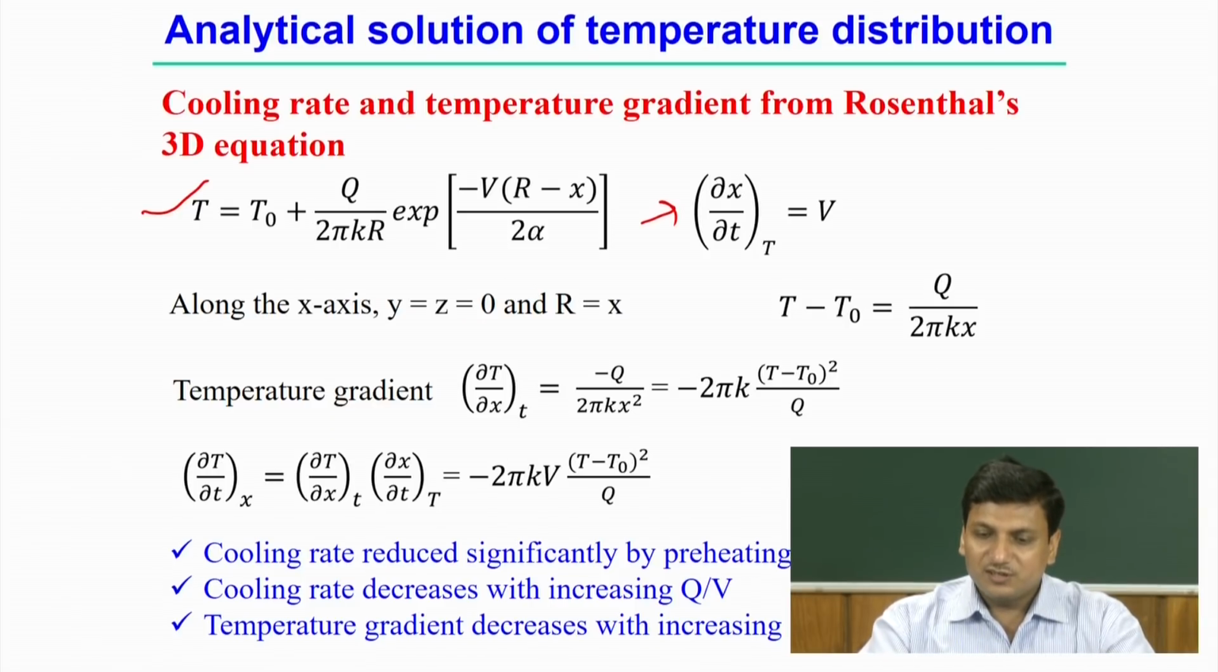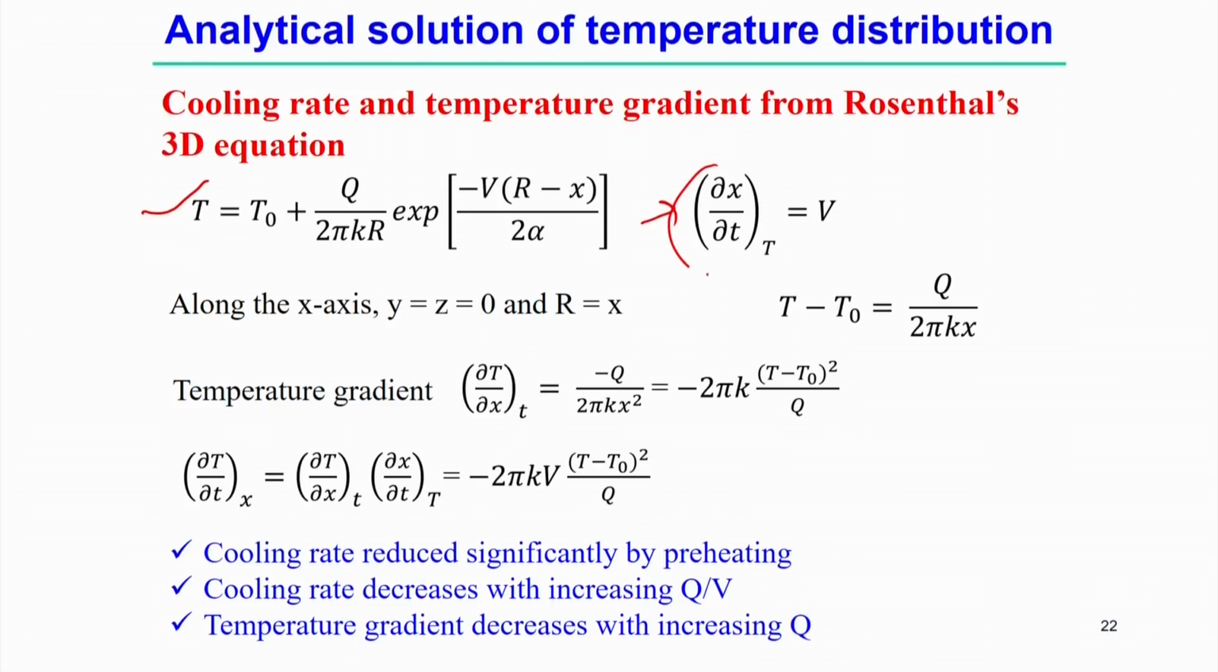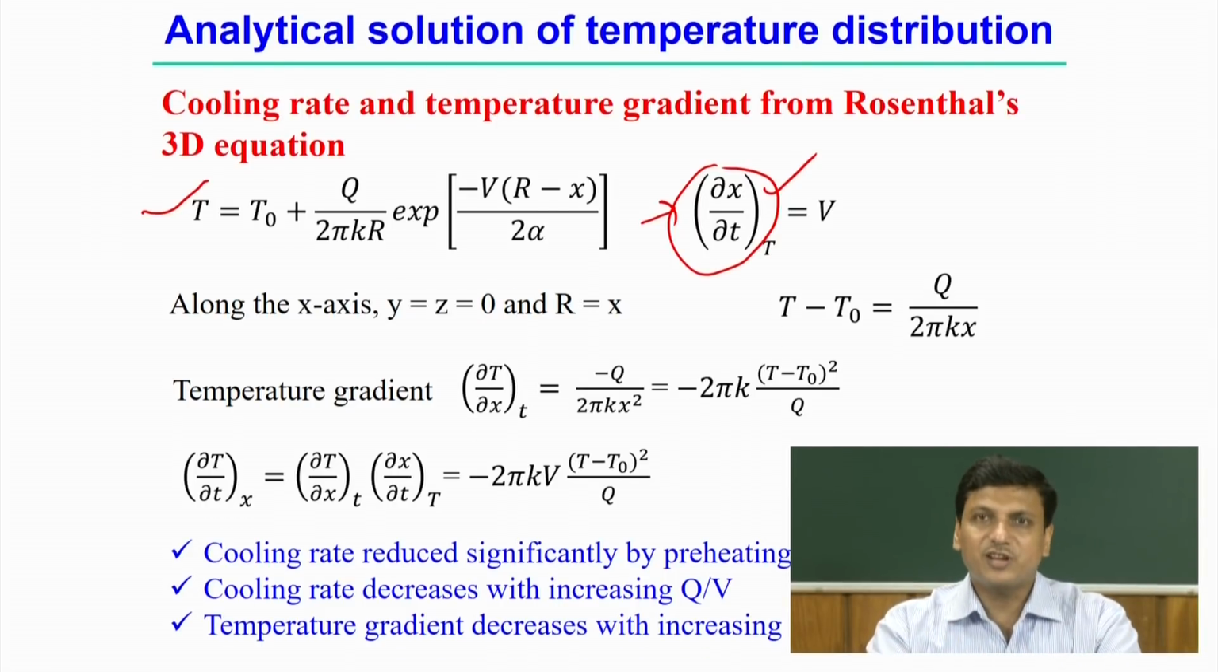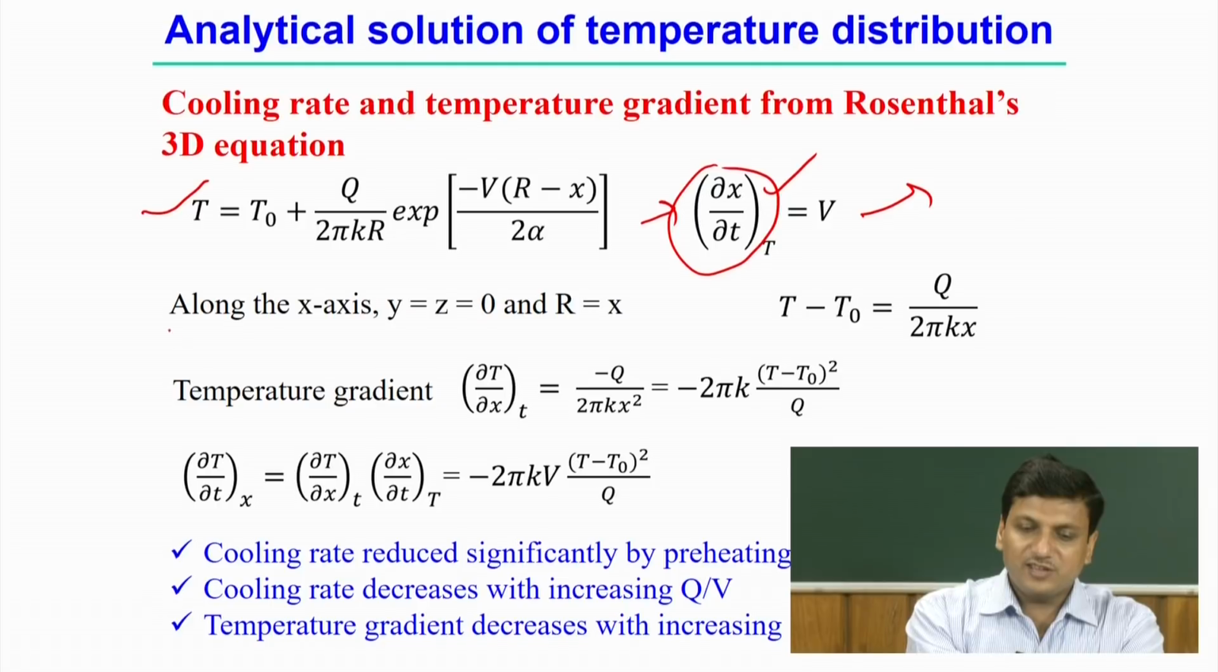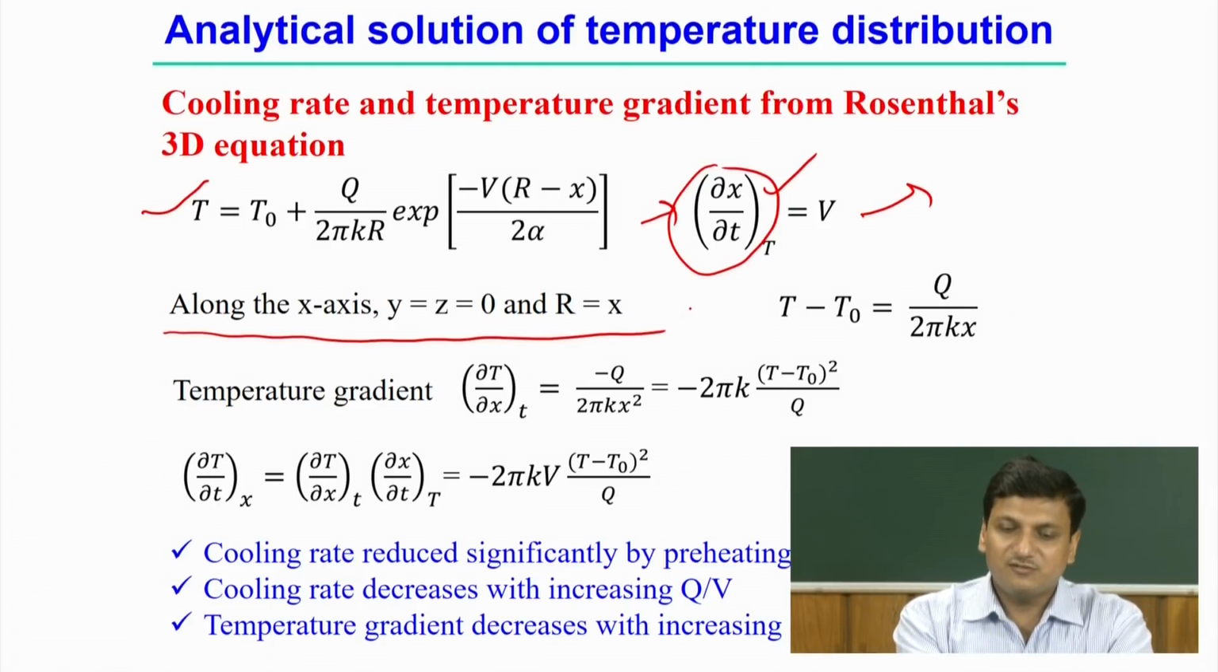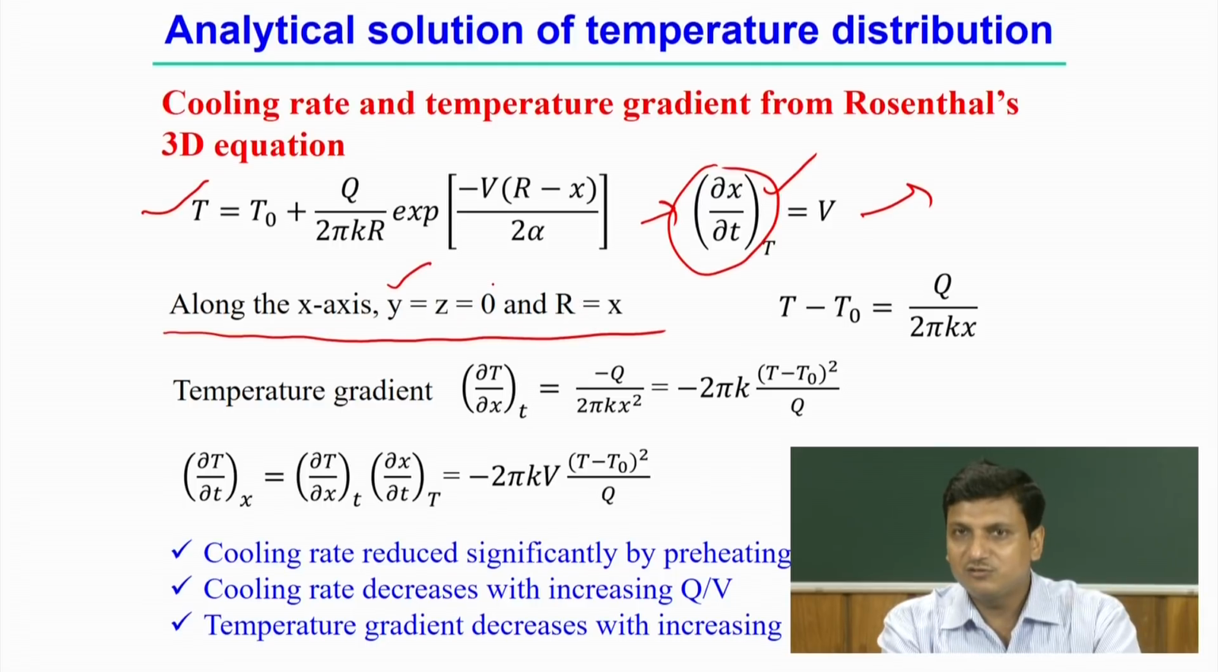Now, first, the partial derivative of distance x with respect to time t represents the velocity vector, because we assume that in this solution the heat source is moving along the x axis. So, when it is moving along the x axis, the derivative of x with respect to time t represents the velocity. Now, if we follow along the x axis, then we can put the condition y equal to 0 and z equal to 0, which represents the heat source moving along the x axis.